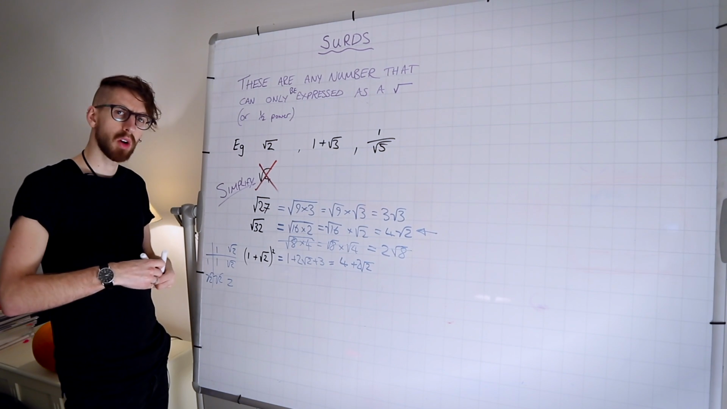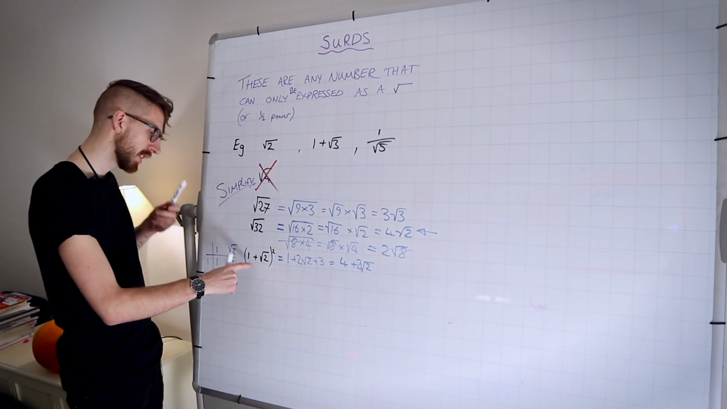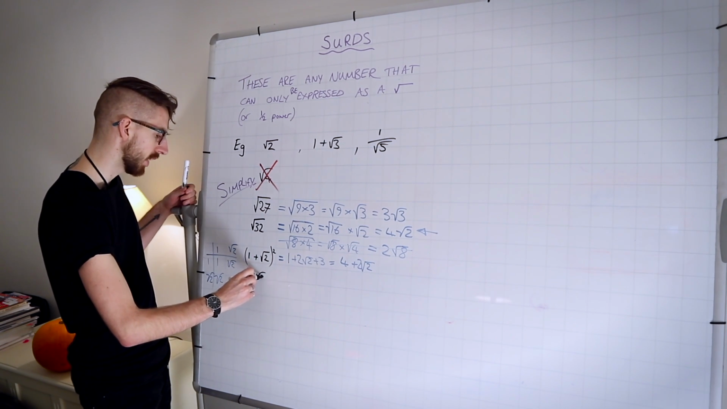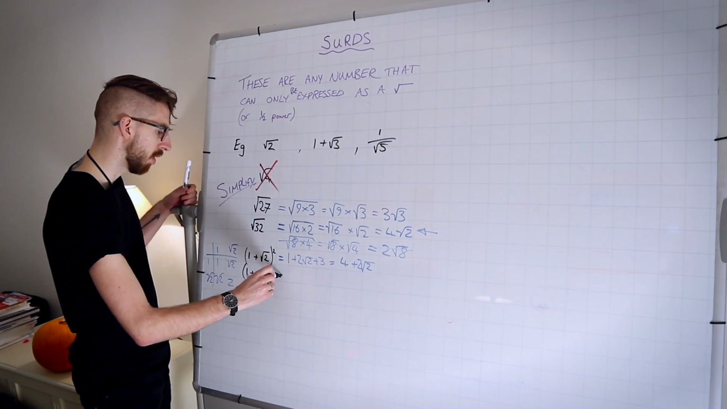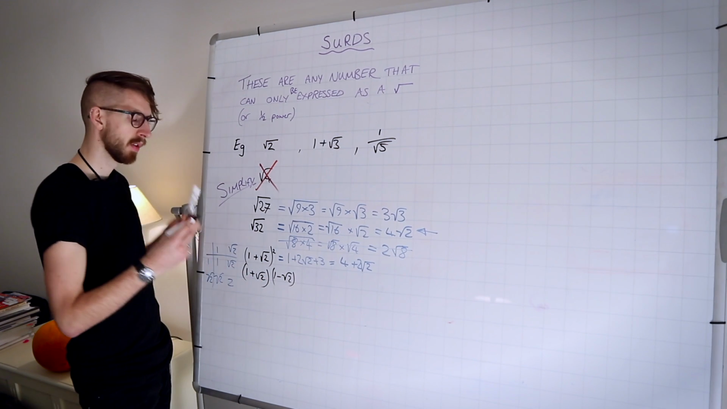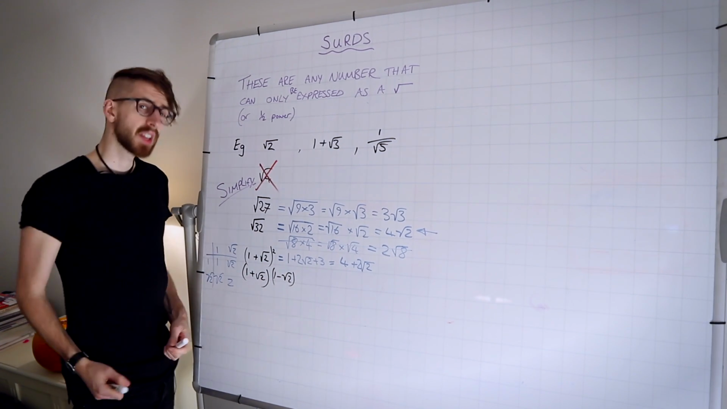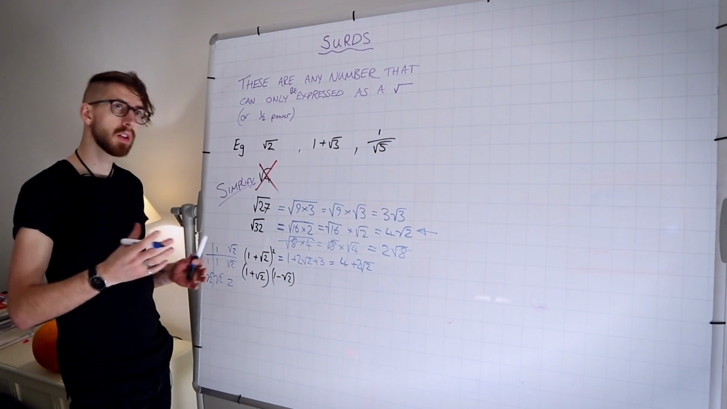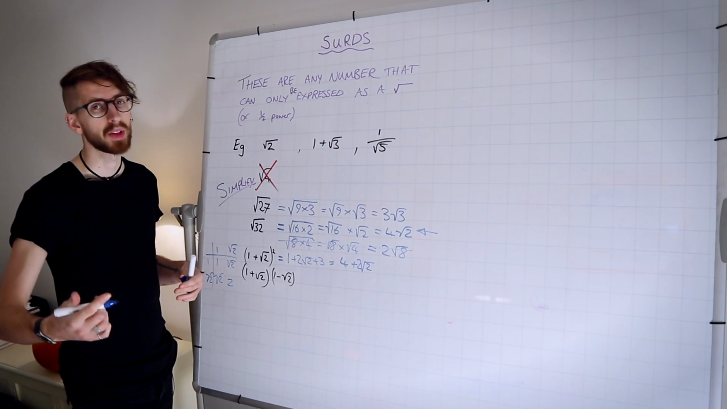Okay, how about this one? We're just going to change this slightly. Rather than being a square, we're going to do 1 plus root 2 times by 1 minus root 2. What we'll see from this is that this is actually called a difference of two squares, and we'll come up to that in a minute.